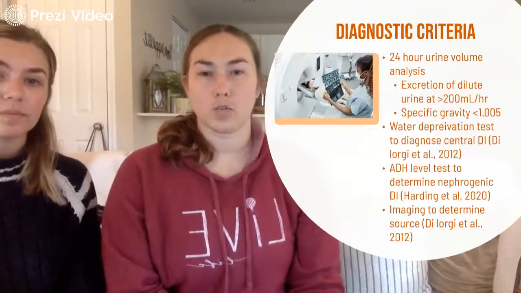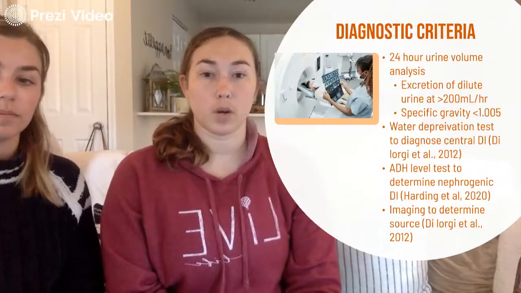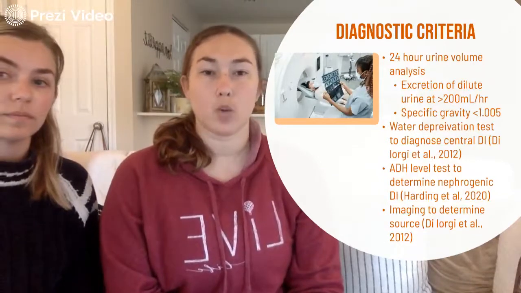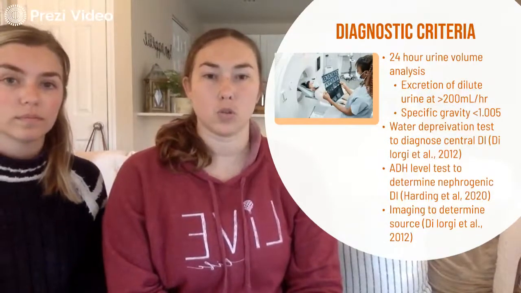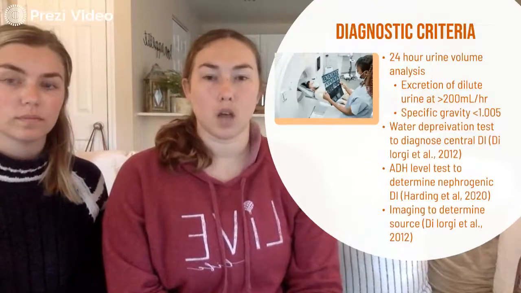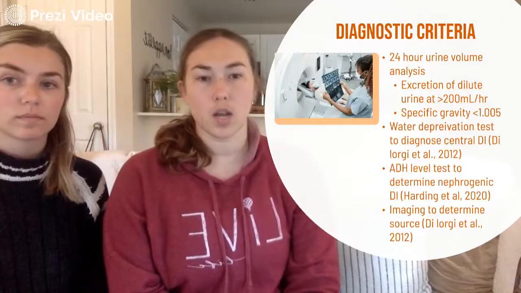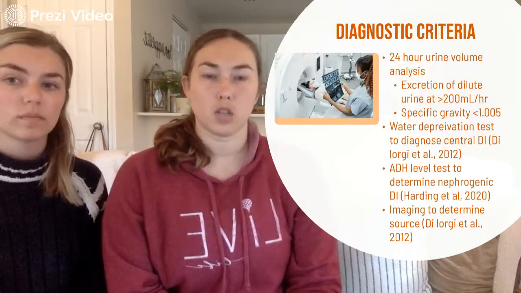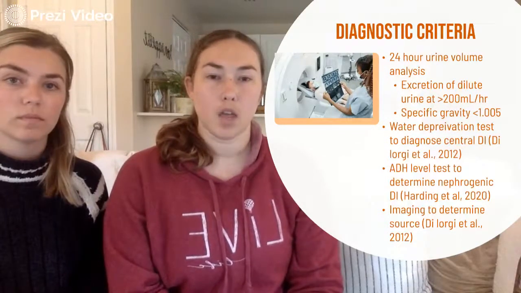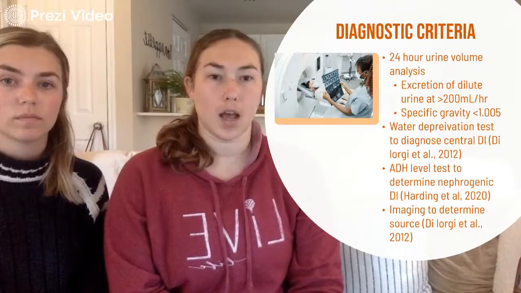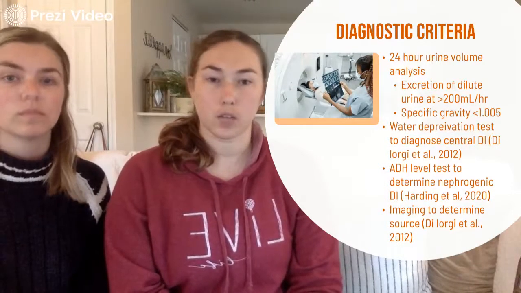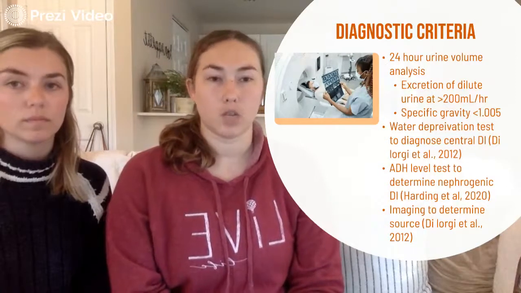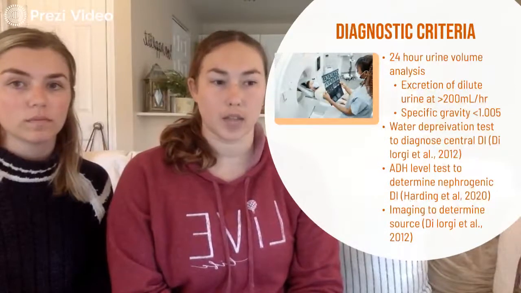Okay, so if your patient presents with any of those signs and symptoms, you're going to want to run some tests in order to determine if it is diabetes insipidus. A 24-hour urine volume analysis is usually done to determine the amount of urine that's being excreted, as well as the rate and the concentration of the urine. So it's usually considered diabetes insipidus if the urine is being excreted at a rate of greater than 200 milliliters an hour, and the specific gravity of that urine is less than 1.005, which is considered very dilute.